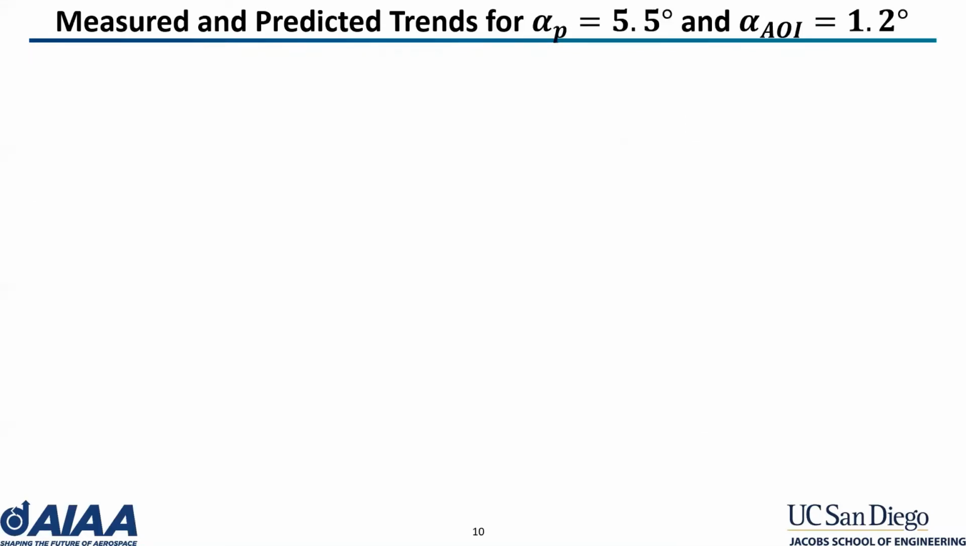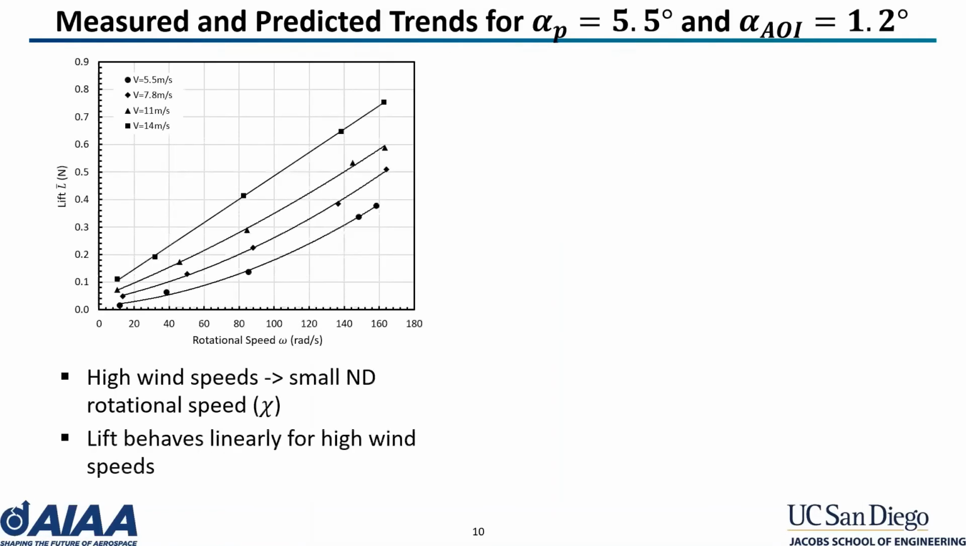We will first consider the measurements collected for an angle of incidence of 1.2 degrees. This graph shows the lift generated by the boomerang for constant translational speeds as a function of the rotational speed. It is important to note how high wind speeds give chi values within the typical operating condition of 0 and 1. Smaller translational velocities will give chi values greater than 1, and so these trends are not of interest.